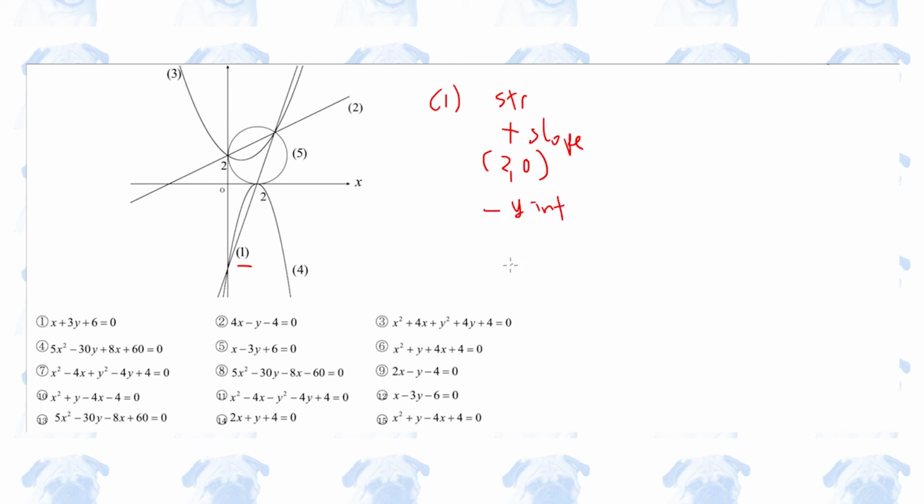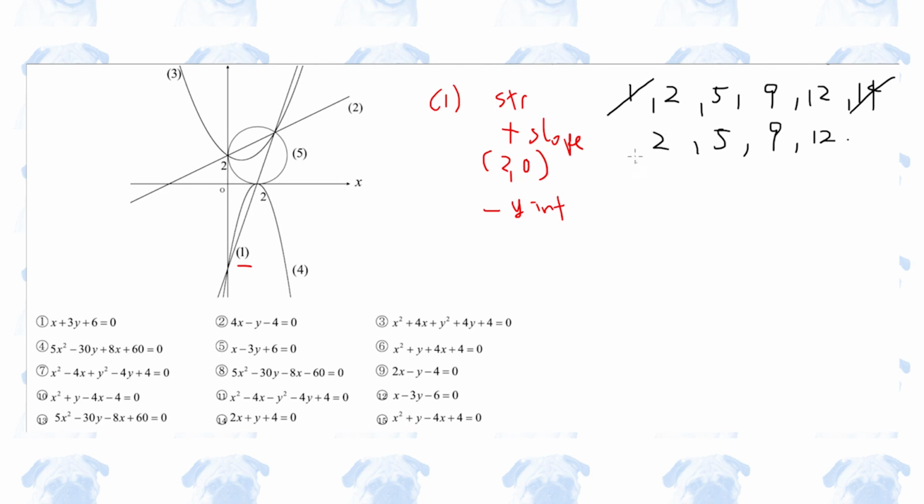So let's see. 1 is a straight line, 2 is a straight line, 5 is a straight line, 9 is a straight line, 12 is a straight line, 14 is a straight line. 1 has a negative slope, 2 has a positive slope, 5 has a positive slope, 9 has a positive slope, 12 has a positive slope, and 14 has a negative slope. So let's try substituting these values into these equations.